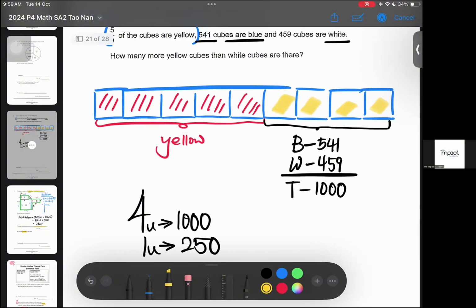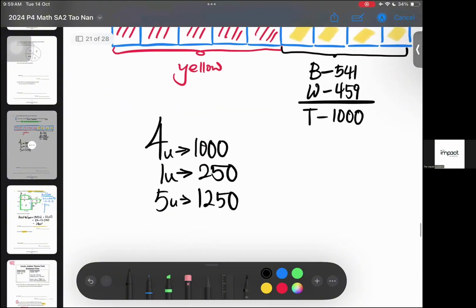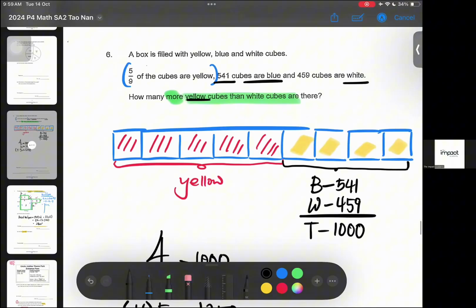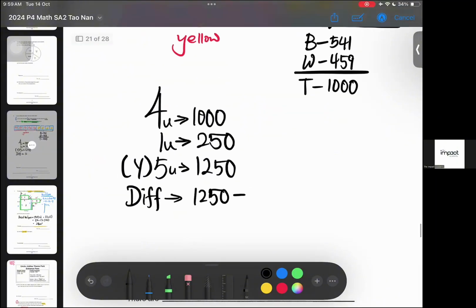What did the question say? How many more yellow cubes than white cubes are there? We need to find yellow. Yellow is how many units? 5 units. 250 times 5, we get 1,250. Once I have my yellow, I'm just going to put Y over here. The question says yellow then white. White is 459. So we are going to find the difference. We're just going to do 1,250 minus 459. Is this something that you all can understand? 1,250 minus 459, and that's the reason why your answer for this question has to be 791.